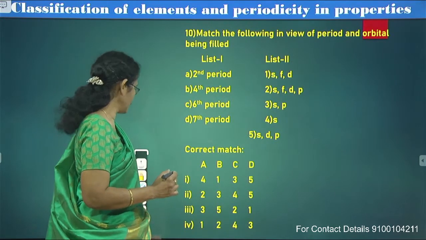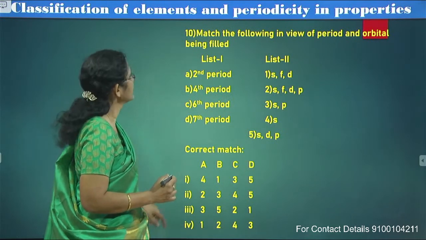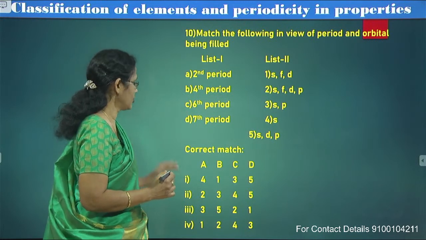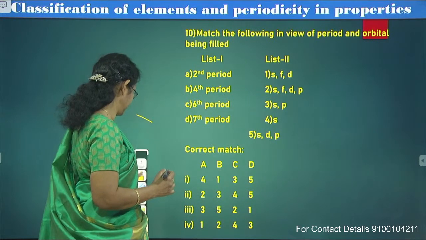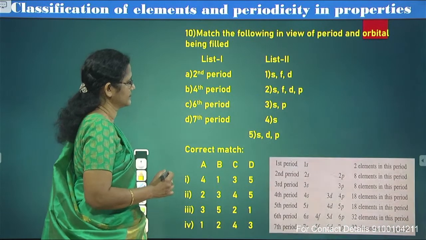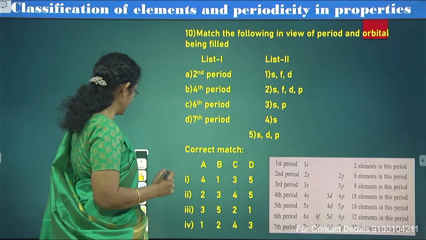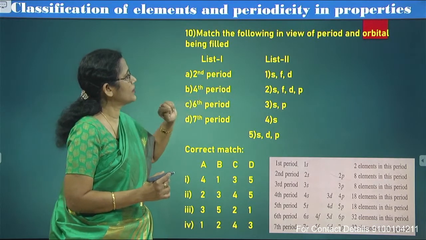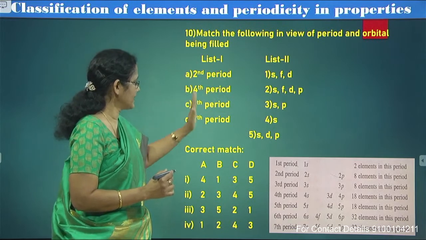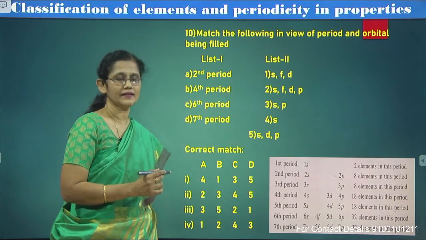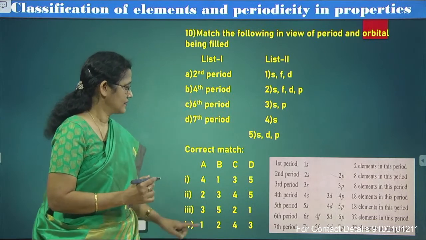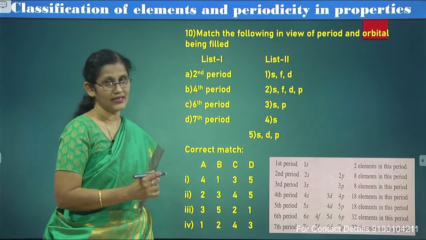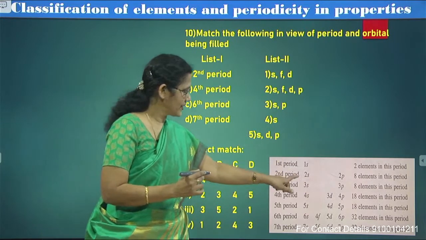Now, I am taking one more question, observe. Match the following in view of period and orbitals being filled. For the second period, which orbitals are filled? 2s, 2p. We must know this, they will not give this in the exam: 2s, 2p.